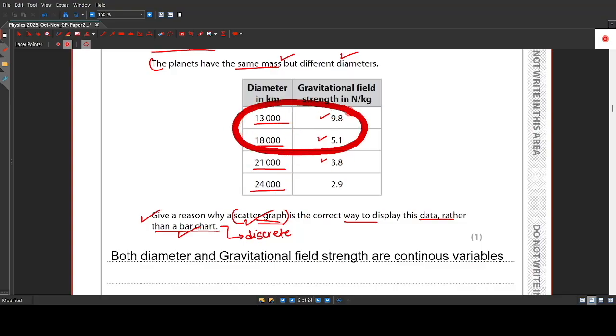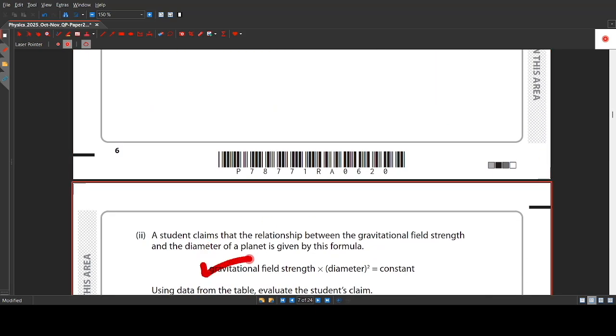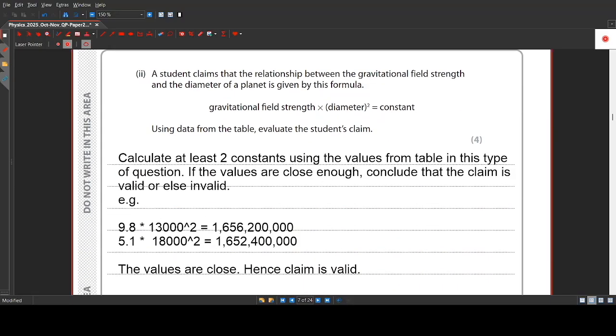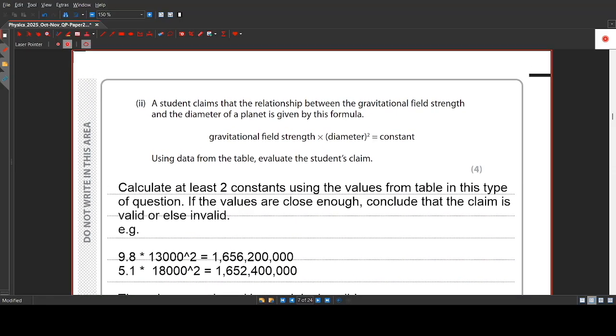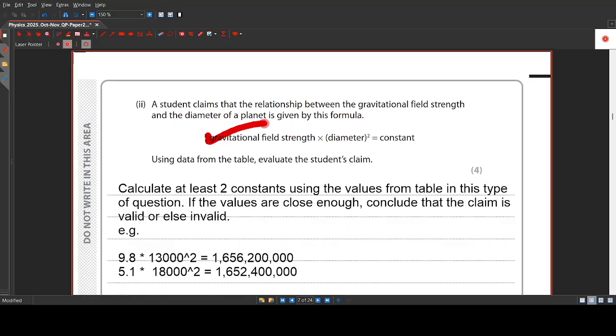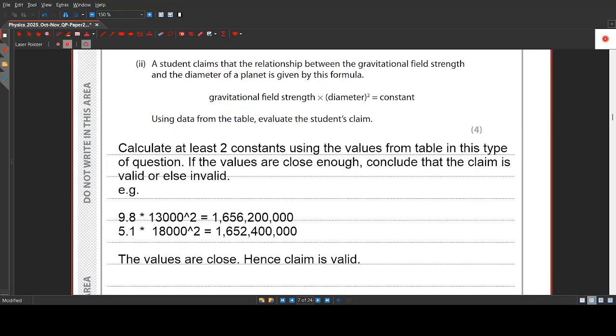You use these two sets of data, and then you basically apply them onto this particular relationship and check whether that gives you a constant value or not. That's what I've done over here. I just chose the first two sets of data, and then I just used this relationship. I calculated the values, and I realized that these values are almost close to each other. And from that observation, I concluded that the claim is valid.